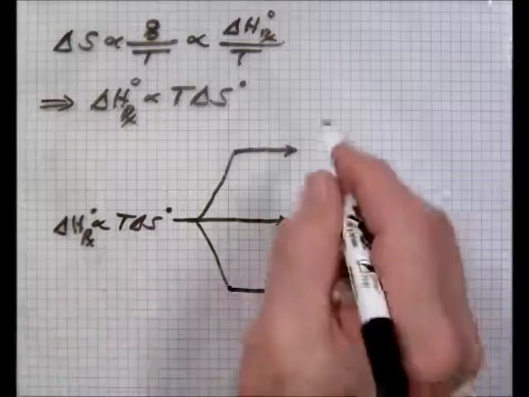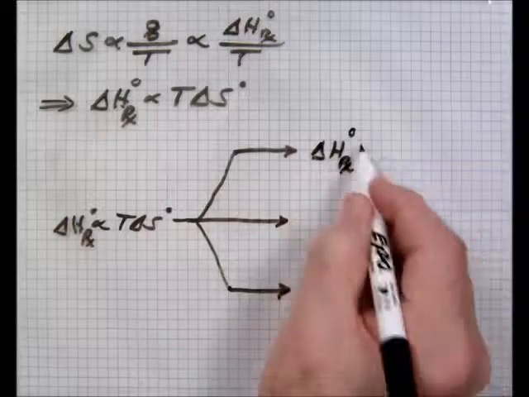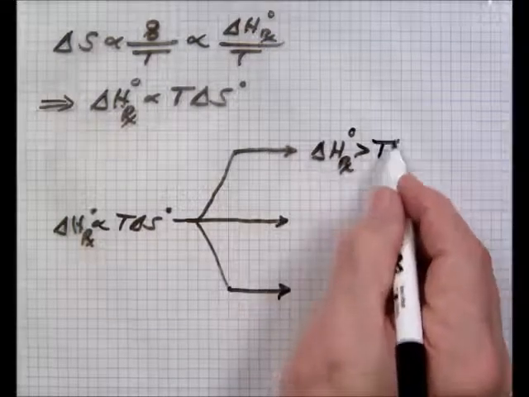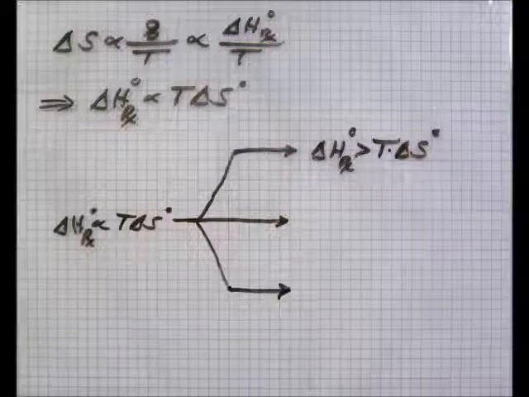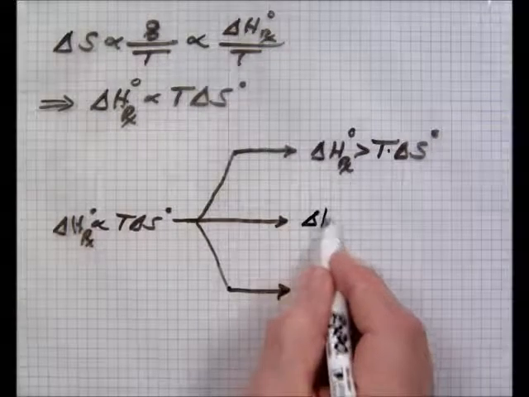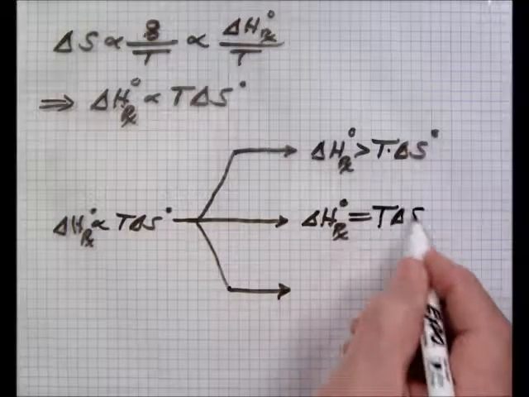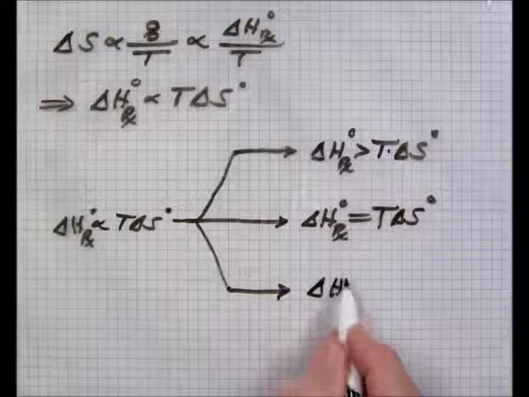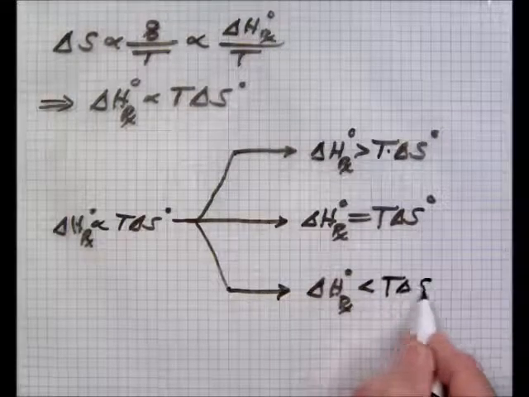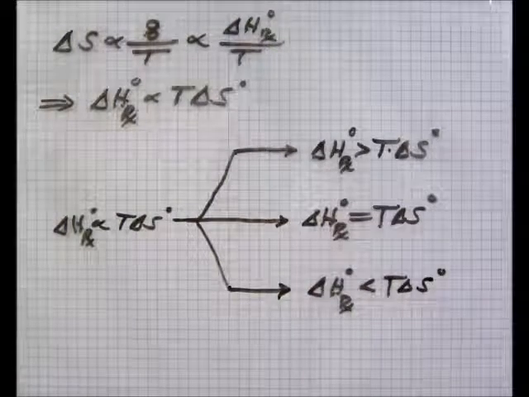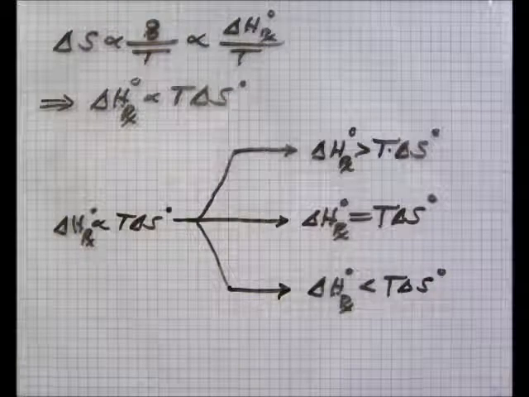For delta H relative to T delta S, you can have a calculation in a reaction such that the heat of reaction comes out greater than T times delta S. Or you can have the heat of reaction, standard conditions, equal to T delta S. Or you can have the heat of reaction less than T delta S. Now, what do these mean in terms of how you interpret the behavior of a reaction?